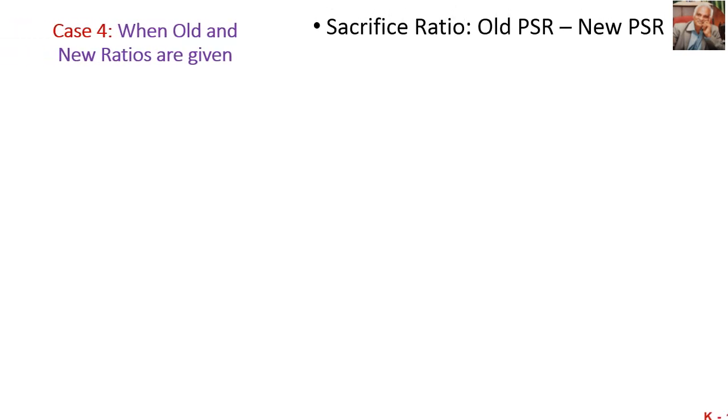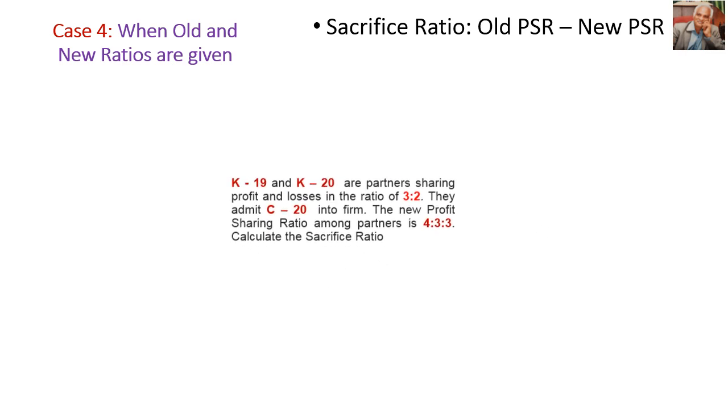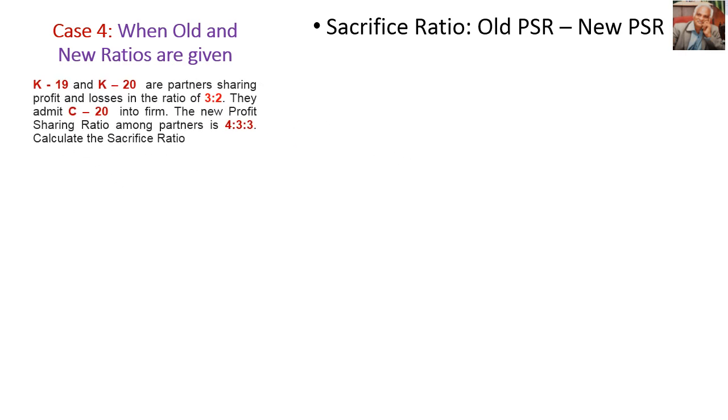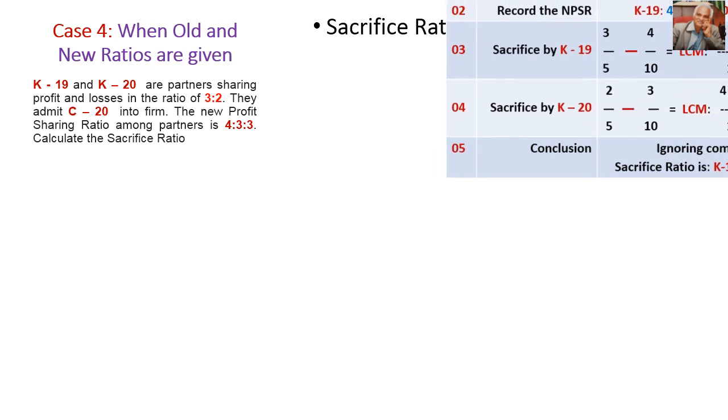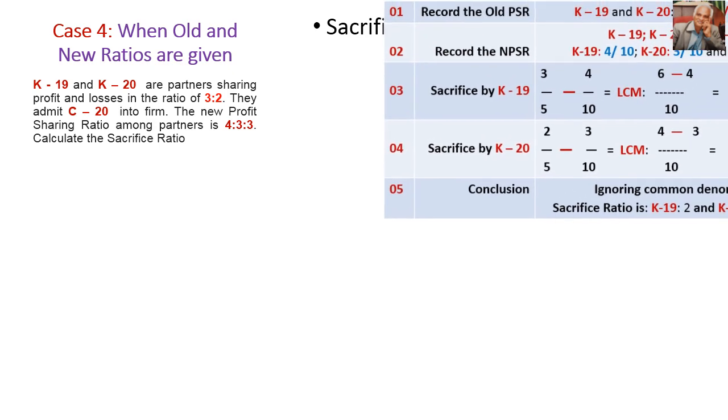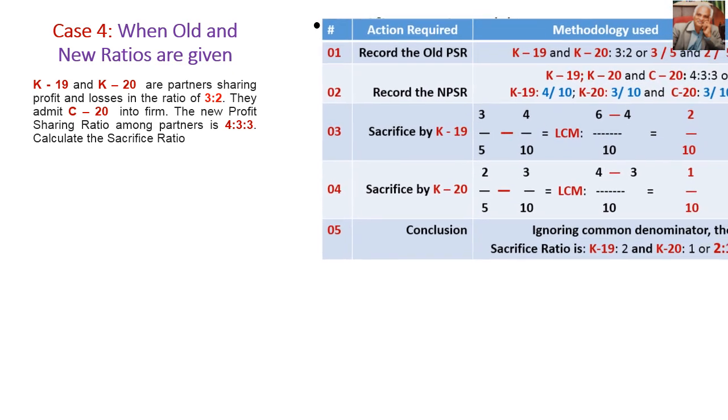Case 4. When old and new ratios are given, the formula is sacrifice ratio is equal to old ratio minus new ratio. K19 and K20 are partners, profit sharing 3 is to 2. They admit C into partnership. The new ratio is 4 is to 3 is to 3. The workings are on the right hand side, which I repeat.